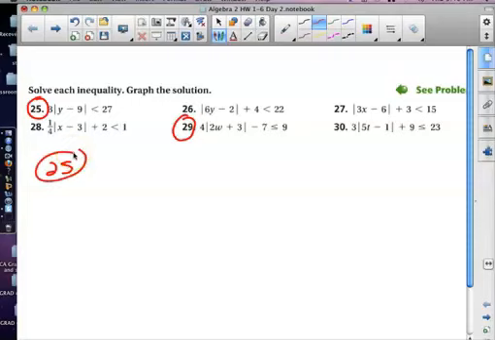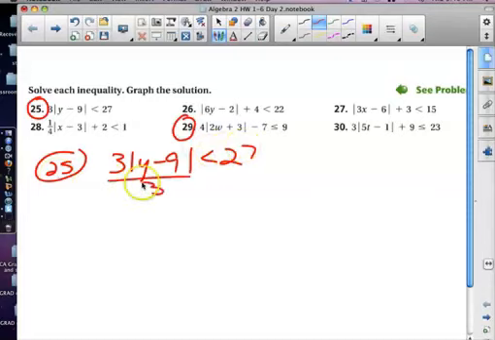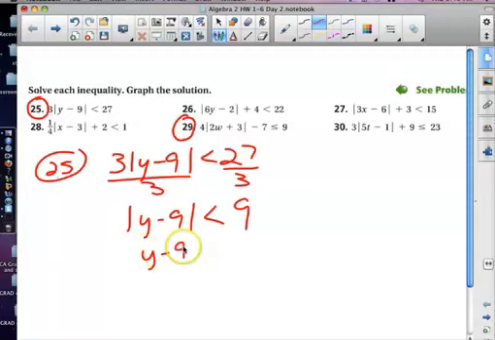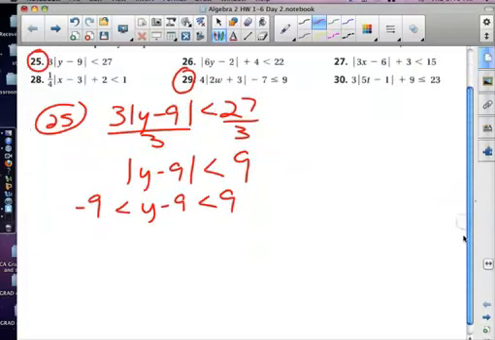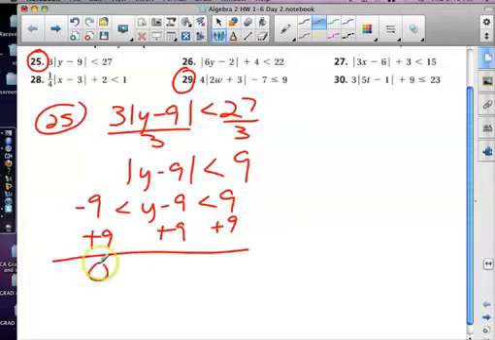So, number 25, we have 3 times the absolute value of y minus 9 is less than 27. The first thing we would need to do is divide by 3 to isolate that absolute value. Then the next thing is to think, all right, this is a less than situation, so I need the numbers that are within 9 units of 0, which means this is going to be an AND statement. Our lower limit and our upper limit are going to be a negative 9 and a 9. Then we go ahead and add 9 to all 3 pieces. 0 is less than y, which is less than 18.